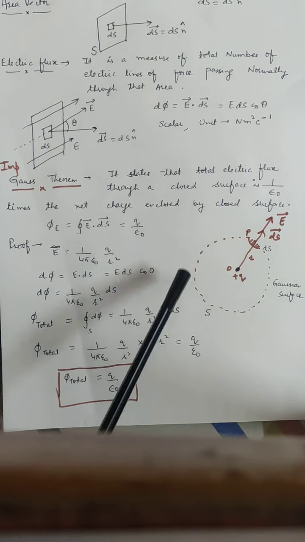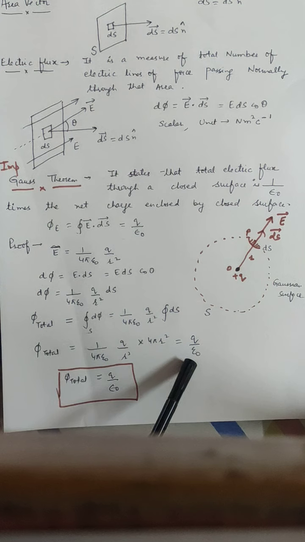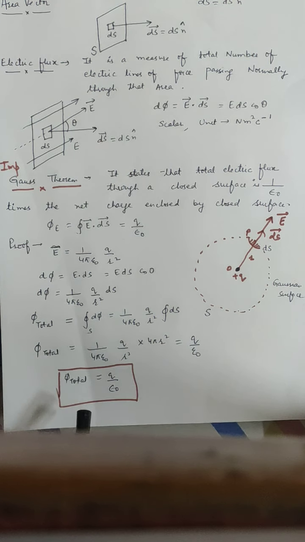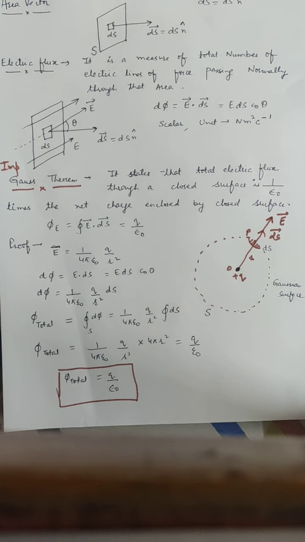The closed integration over this complete surface will be equal to the surface area of this sphere, and the surface area of this sphere will be 4 pi r square. So 4 pi cancels with 4 pi, r square cancels with r square, so the total flux comes out to be equal to q upon epsilon naught. This proves Gauss theorem, and the total electric flux over a closed surface is now 1 upon epsilon naught times the charge enclosed by this particular surface.